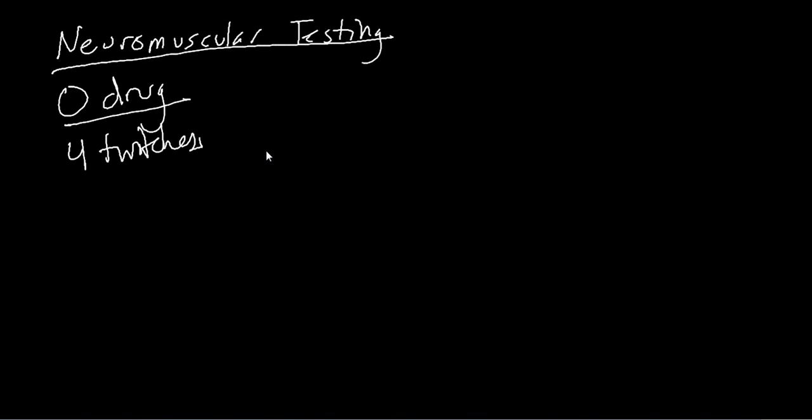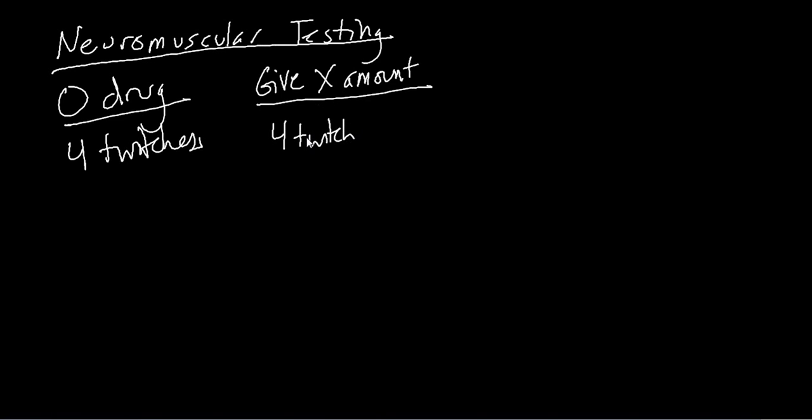Now we're going to give a bunch of a paralytic agent. I'm not going to specify doses. That's beyond the scope of this lecture. So I'm just going to say we're going to give a lot of a paralytic agent. If we use the nerve stimulator and get 4 twitches, so give X amount, if we get 4 twitches that are all equal in strength, it means that we have 75% or less of the receptors that are blocked.